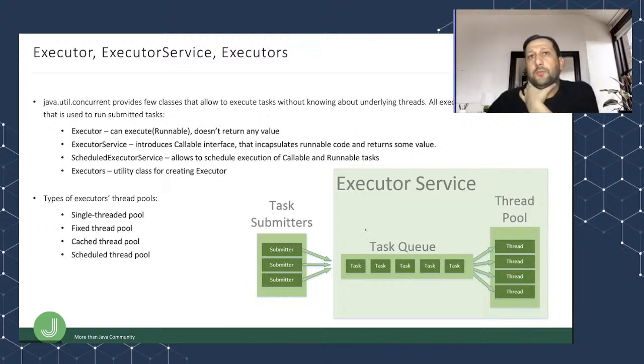Well, from the diagram, you can see we submit tasks by using an executor. Executor has a submit method, and we submit the task to the task queue. And if the thread pool has an available thread, it takes this task and executes it. And there we have a couple of types of thread pools: a single threaded pool, fixed thread pool, cached thread pool, scheduled thread pool, and so on.